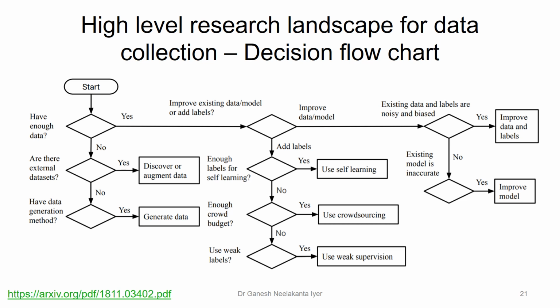They also talk about how you make a decision. For example, do you have enough data? If no, are there external datasets? If yes, go discover and get it. If no, is there a data generation method? Yes means you generate data. No means you can't do anything more. Now, when you have enough data, you try to improve the existing model. If you need to improve the existing model, you proceed with that part. If not, you proceed to the other part. I will pause for a minute so that you can go through this decision flow before I continue.